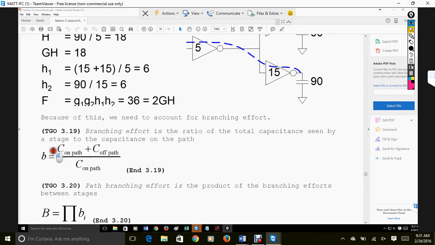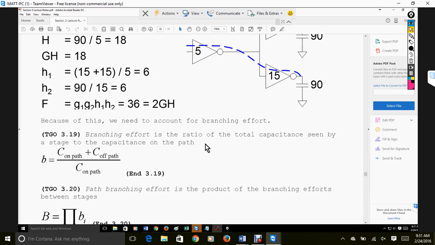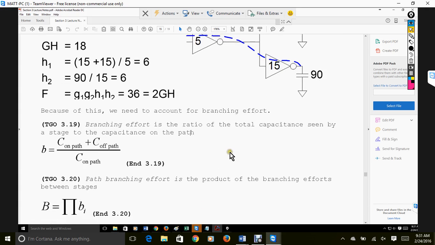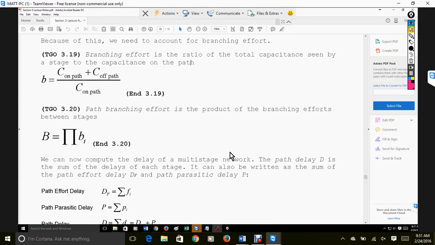So in this case, the branching effort is the capacitance on the path plus your off the path capacitance divided by your path capacitance. So we define it as the ratio of the total capacitance seen by a stage to the capacitance on the path. And then the path branching effort is the product of the branching efforts between stages.